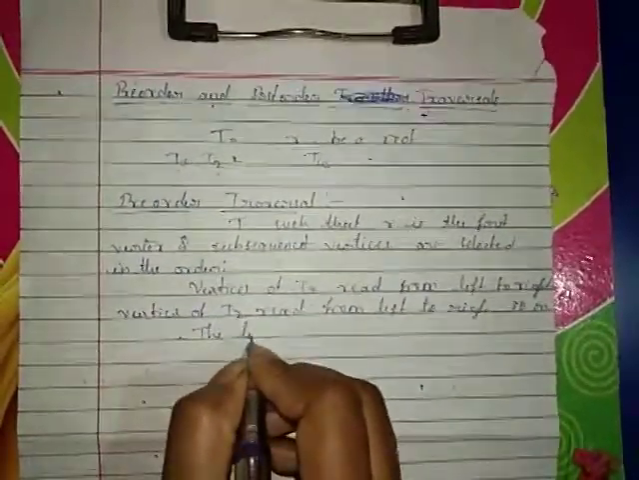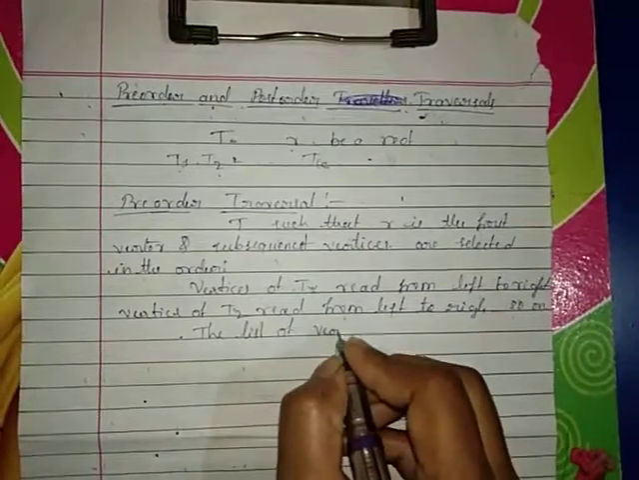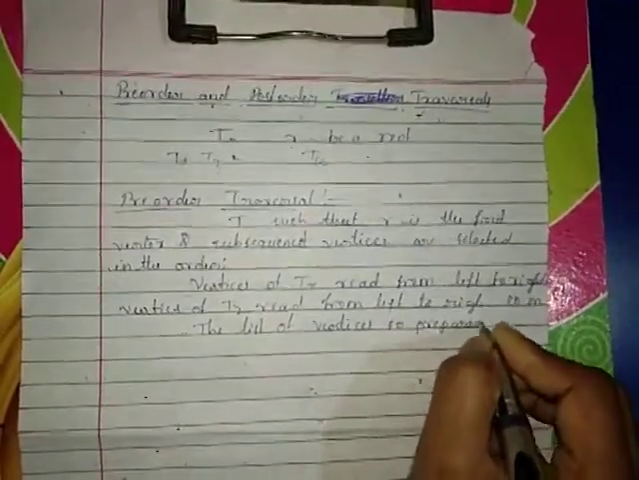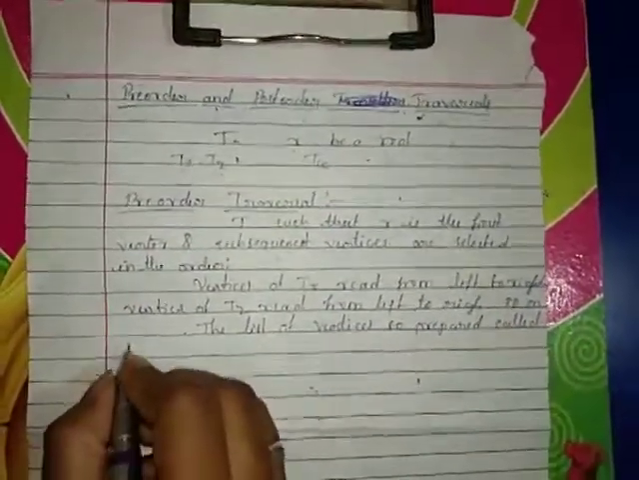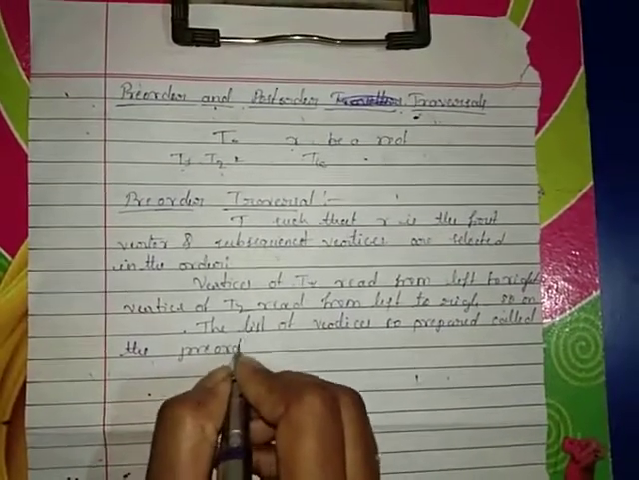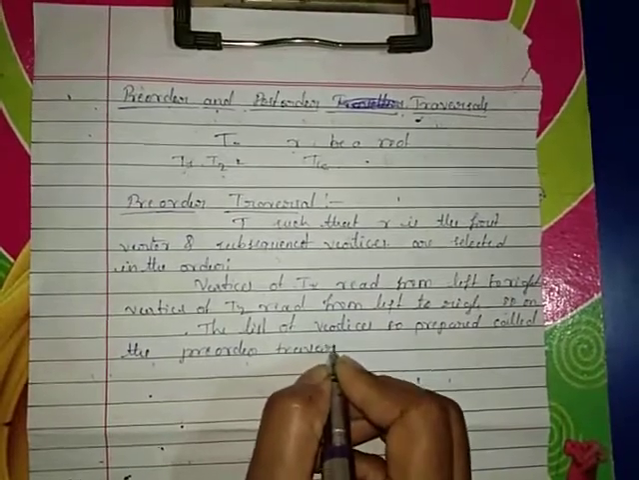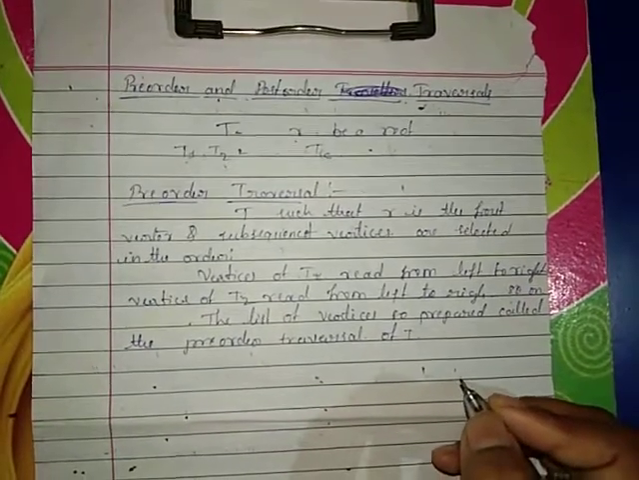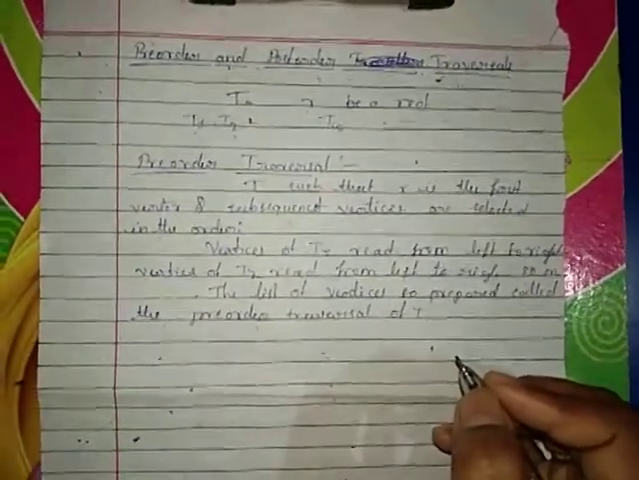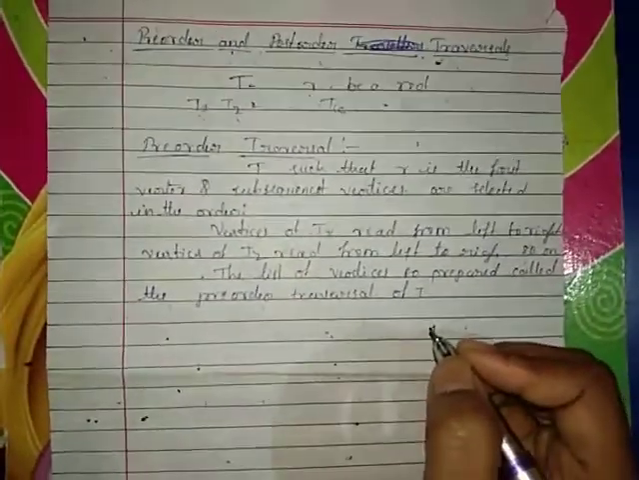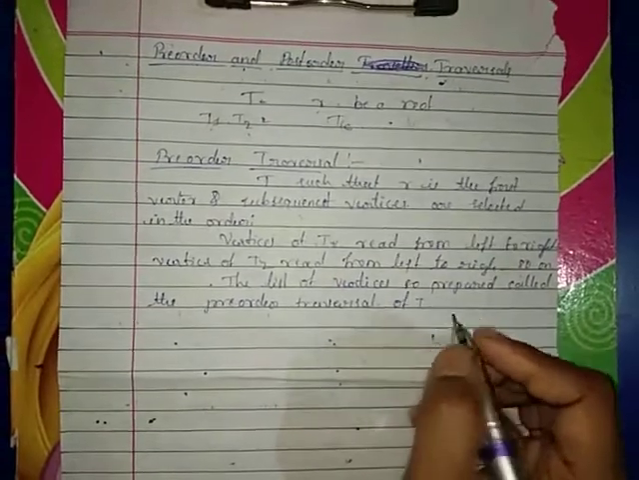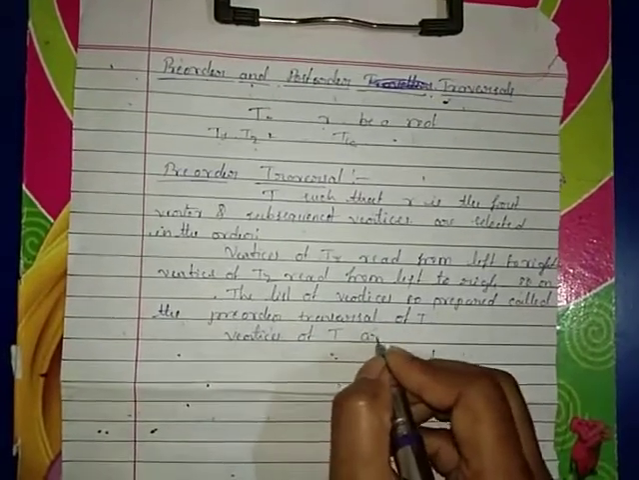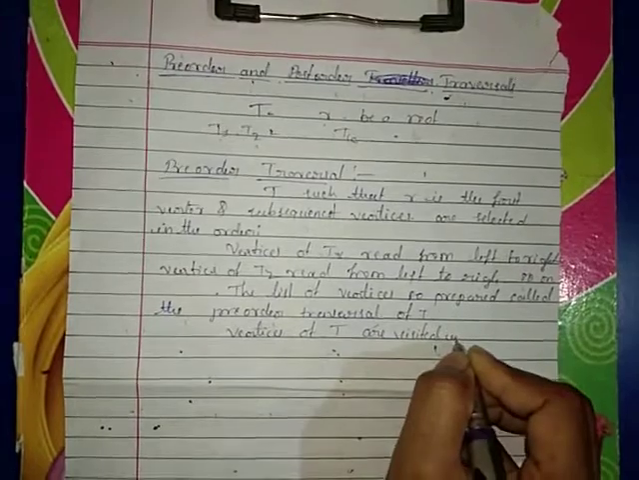The list of vertices so prepared is called the pre-order traversal of T. Equivalently, we can also say that the vertices of T are visited in pre-order traversal.